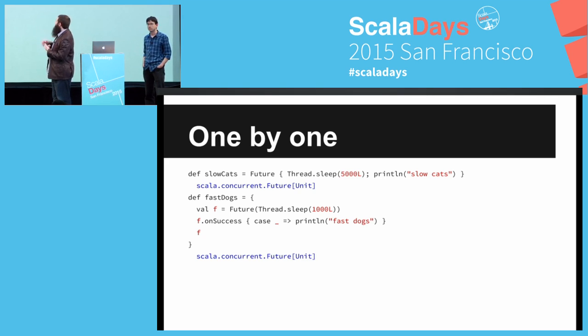Presuming you have some functions that return futures, one of them waits 5 seconds and then prints slow cats. One of them waits just 1 second and then prints fast dogs. At some point in the future, actually, onSuccess is not required to happen immediately. And in fact, it takes its own execution context. So it's not necessarily going to happen right away, but it should eventually happen. And in our examples, it will happen immediately. Just thought it's worth pointing out because the semantics of it are a little tricky.